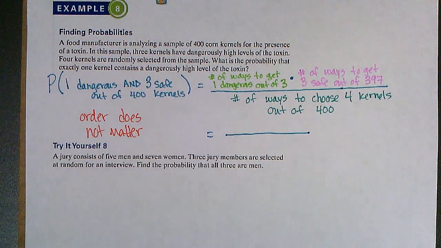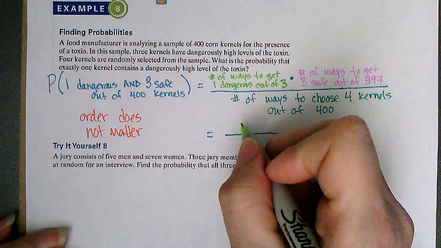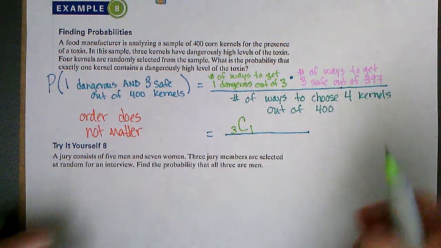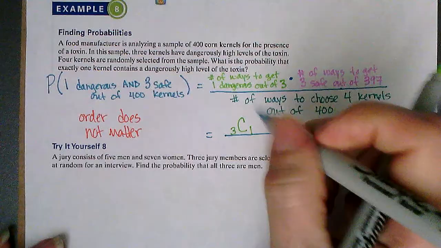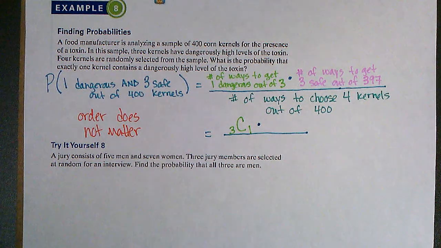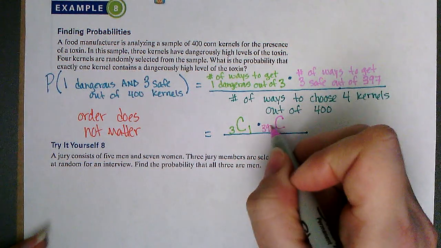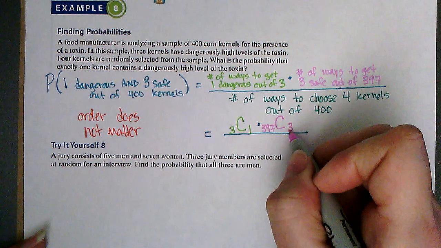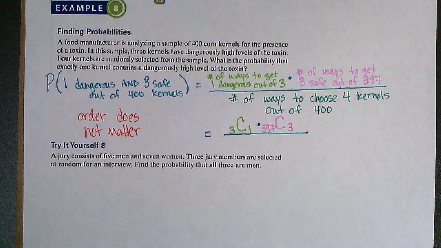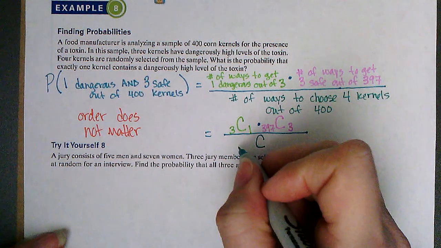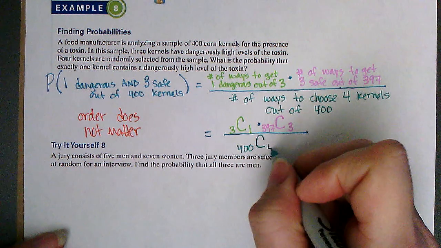So my combination for the 1 dangerous out of 3, I have 3 objects and I am choosing 1. So it's 3C1 times, then to get 3 safe out of 397 would be another combination. I have 397 objects and I am choosing 3 of them. And then that's going to be divided by the number of ways that I can choose 4 kernels out of 400. So combination, I've got 400 kernels and I am picking 4.